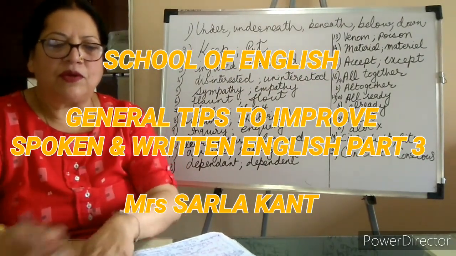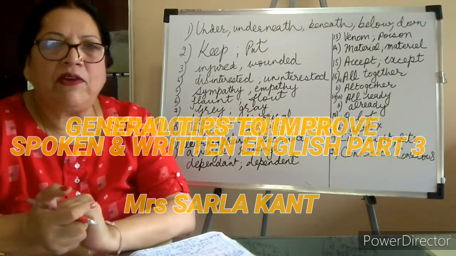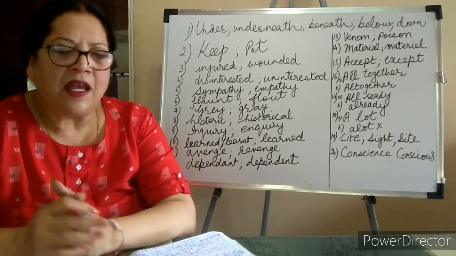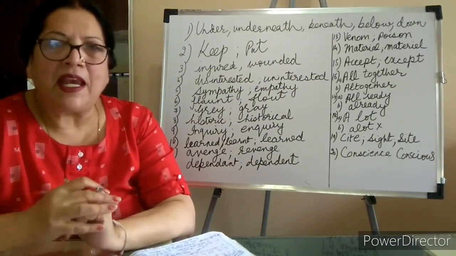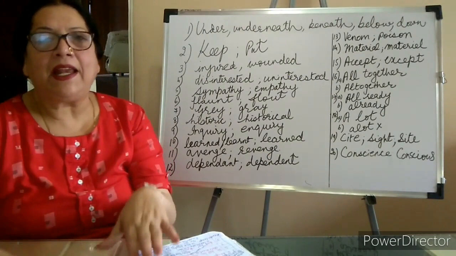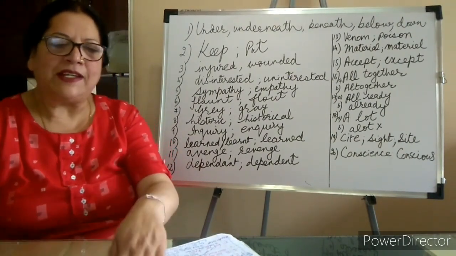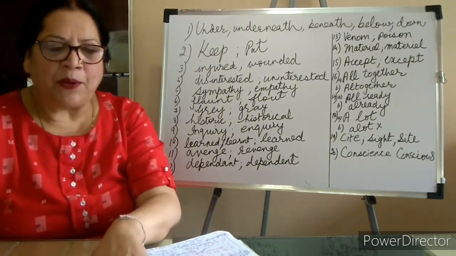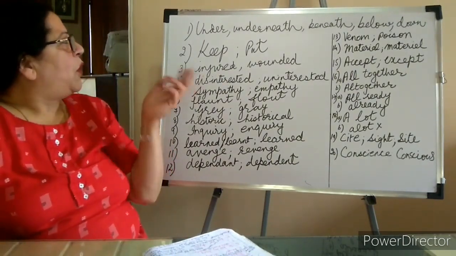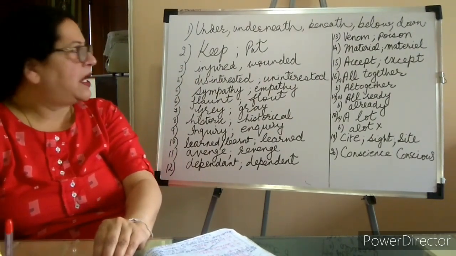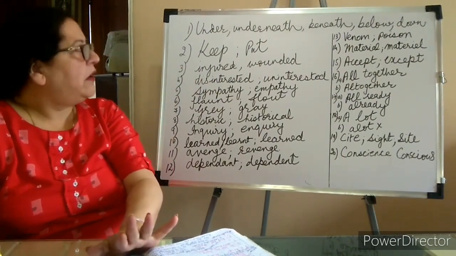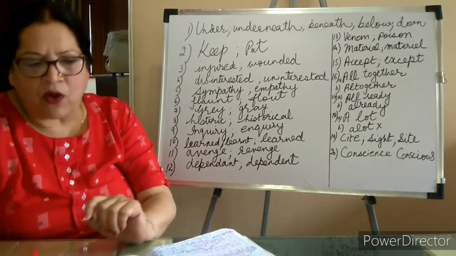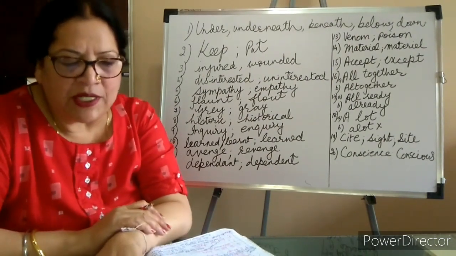So today we're just going to do a vocabulary exercise on some words which are used in the wrong context, just to make it easier for you all to speak correctly and write correctly. It's all very simple, but maybe just to refresh yourselves. Now, as you can see on the board, the first set of words that I have taken are under, underneath, beneath, below, and down. In what context should they be used?